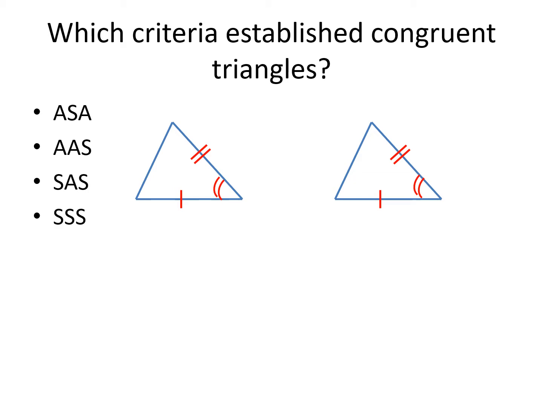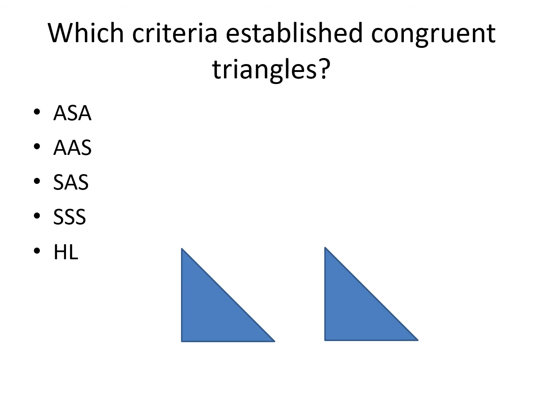And lastly, we have side, side, side, and that's when you have three congruent sides. So that one's pretty easy to tell mostly because it's when all three sides are congruent. There's also a criteria called hypotenuse leg, and that happens in right triangles only. So anytime you see HL, that means that you have a right triangle and its hypotenuse is congruent to another right triangle's hypotenuse, and one of the leg pairs they're congruent as well.